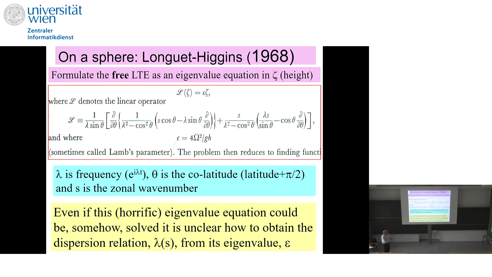And this is, I don't want to say ugly looking equation because mathematicians jump on it because it's very interesting. There is a lot to work, but it's horrific. It's very, very unpleasant to work with. Even if you could solve it somehow, you won't get lambda of S, the dispersion relation that we are after. We want to know what lambda as a function of S is.